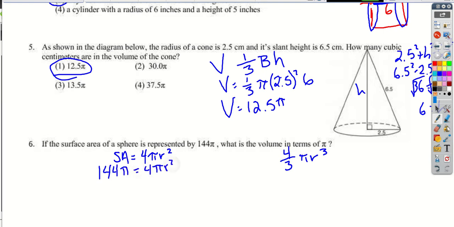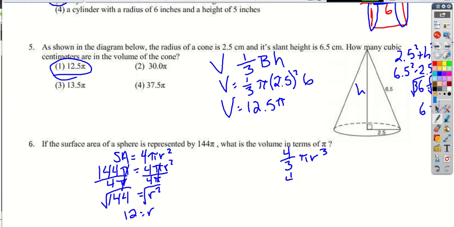We need to get r squared by itself first, okay? So we can take the square root. So we're going to divide by 4 pi, so the pi's will cancel out here. It's important that you get rid of the pi's when you're doing this. Okay, so 144, and then 12 is going to equal the radius.